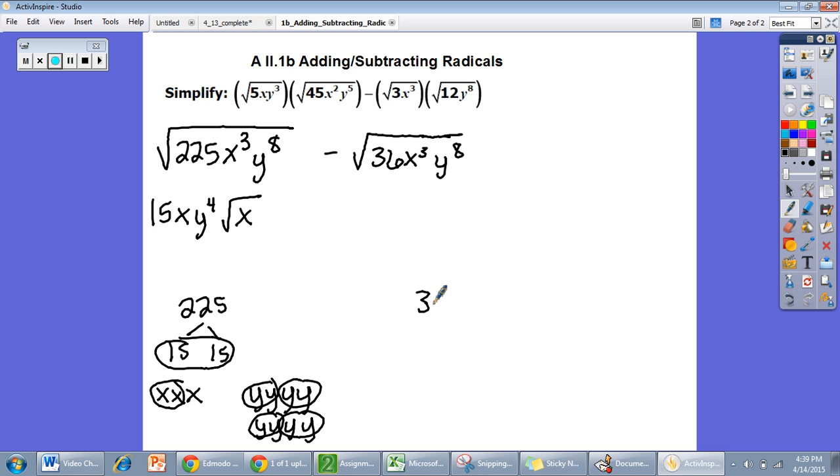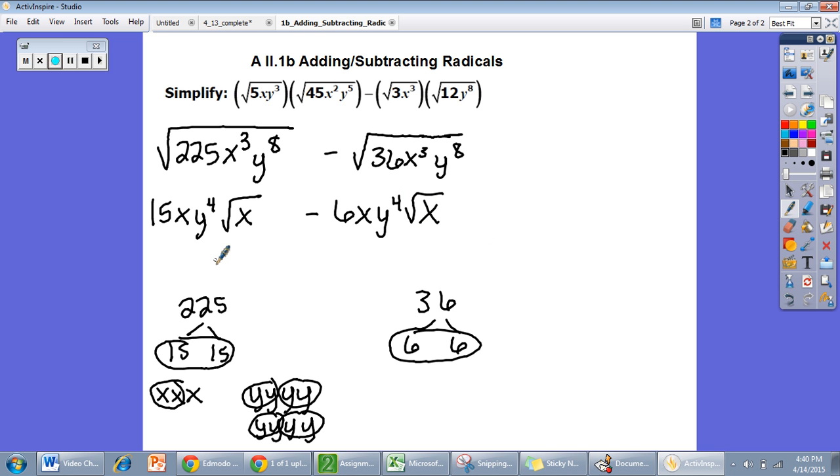Alright, I'll do the same thing here with my 36. It breaks down to 6 and 6. So again, there's my group of 2. And I have the exact same thing here, so I'm not going to write that out. You can if you want to. But I have 6x y to the 4th, the square root of x.